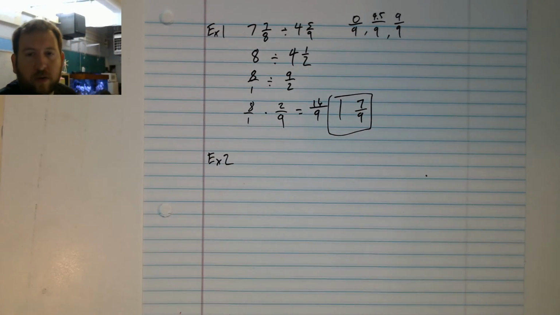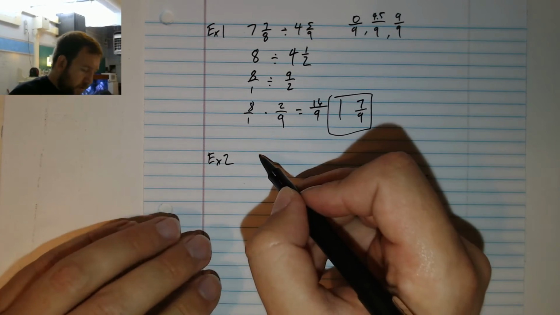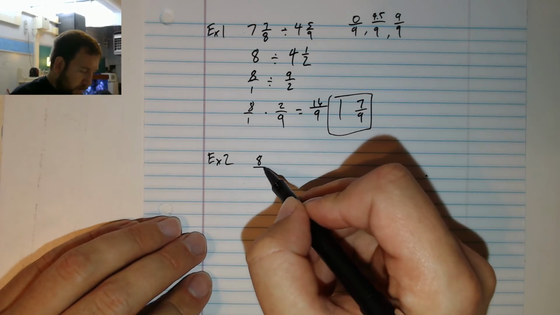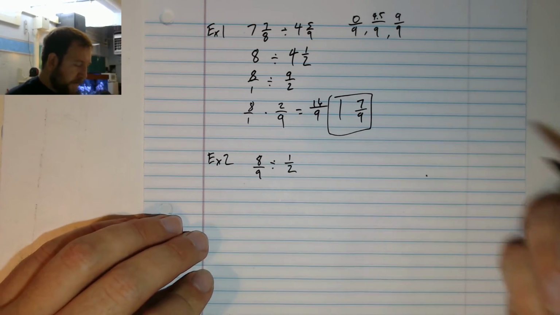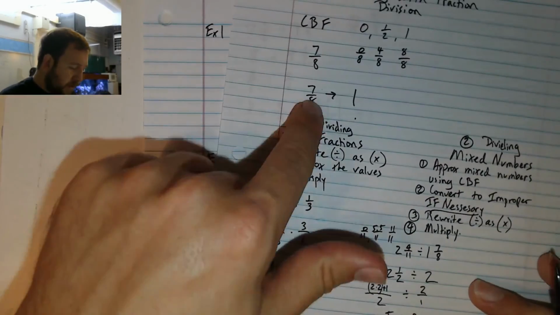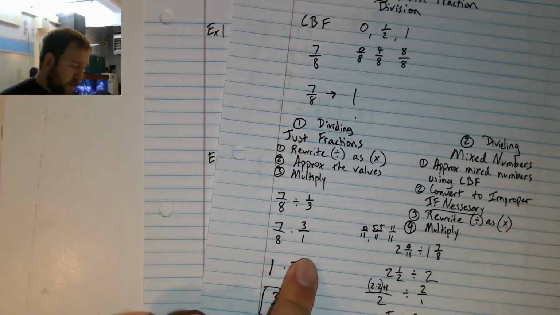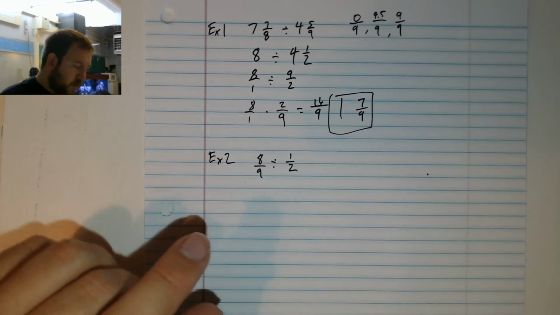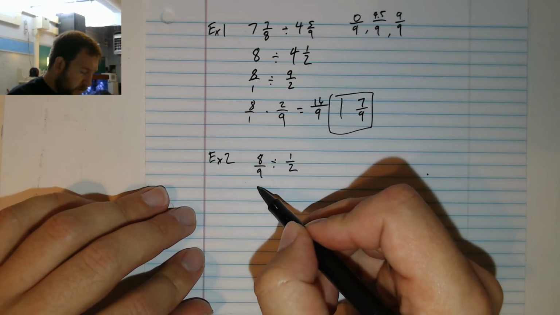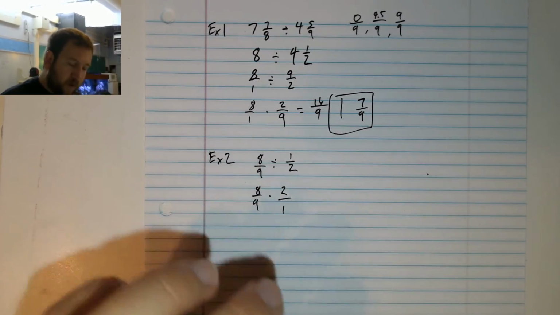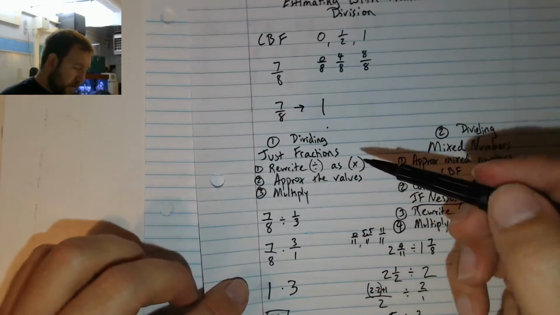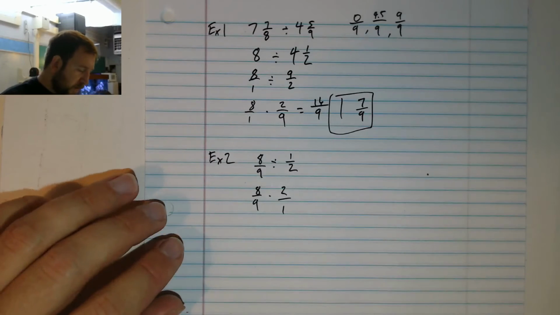Example 2. This time, we're going to estimate 8 ninths divided by 1/2. All right, what's kind of nice is this time we can use our just fractions method. So our first thing we're going to do is rewrite them. So I'm going to do 8 ninths times 2 over 1, because that's what I do when I take the reciprocal.